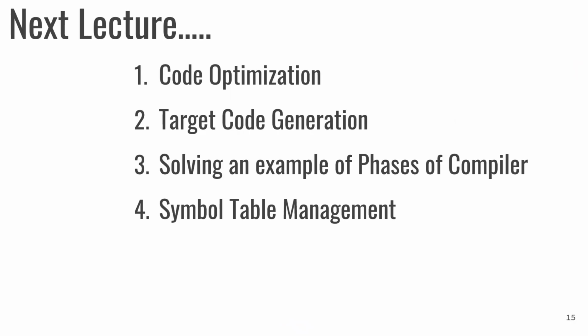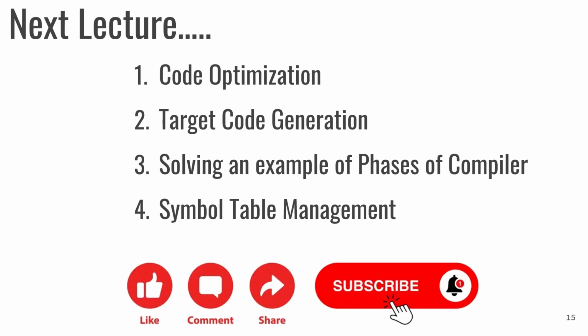That's all for today. In my next lecture, I will cover how to optimize the code and how to generate target code. Then we will solve an example on how the phases of the compiler convert a given equation in source code to its target code. Students, just make a note: this is a very important question and it is asked multiple times in your university exam. And then we will understand how a symbol table is managed by the compiler.